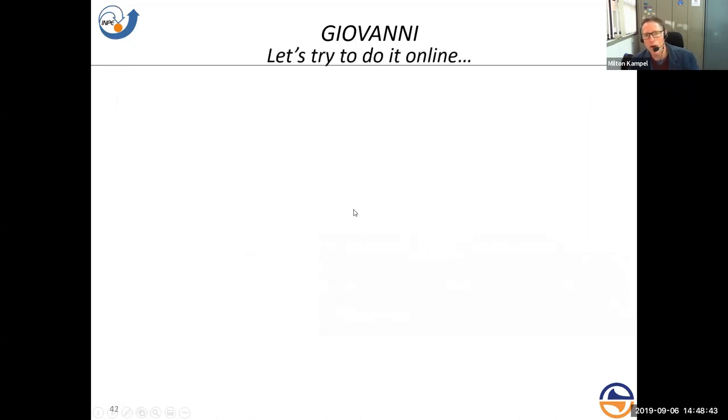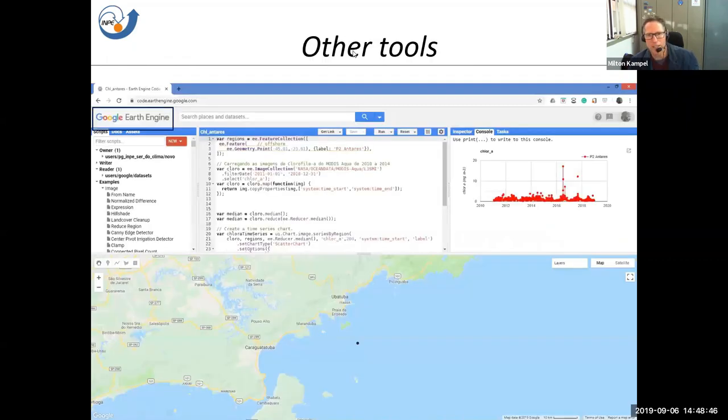Let's try it online. But before jumping to there, let me just mention that there are also other tools I'd like to mention. We've now been strongly suggesting and motivating our graduate students to use Google Earth Engine, GEE. You also have to register, but it's a very easy process. And this I make available, just a few lines of code. Here we can load chlorophyll data from MODIS Aqua from 2010 to 2014, and you can create a time series chart, very similar to the one I showed before using Giovanni, but here you process this in the cloud. So it's also very interesting, very powerful.